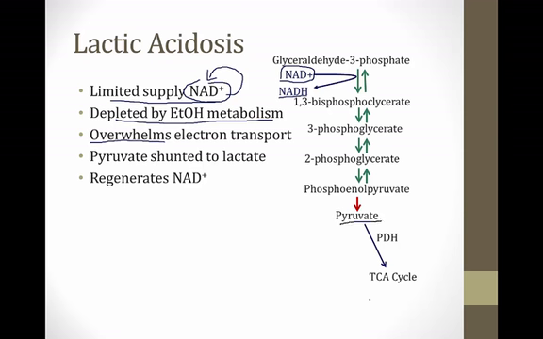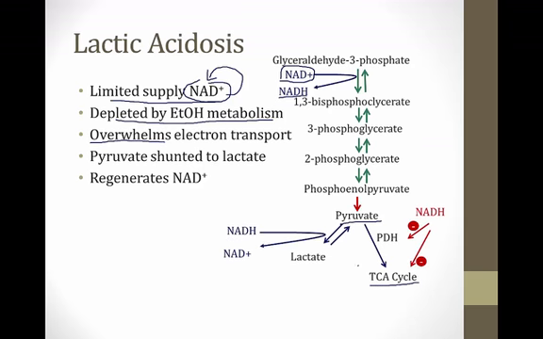Normally, pyruvate from glycolysis enters the TCA cycle, but when the NADH levels get high, they inhibit the enzyme pyruvate dehydrogenase. As a result, pyruvate is shunted to lactate, and this regenerates NAD+. So in the setting of high NADH, which, as I told you before, is the source of most of the biochemical problems in alcoholism, pyruvate is shunted to lactate, and a lactic acidosis can develop.